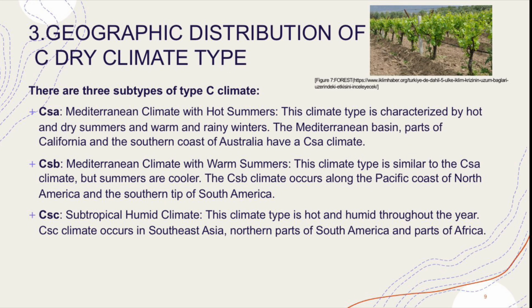CSB, Mediterranean climate with warm summers. This climate type is similar to the CSA climate, but summers are cooler. The CSB climate occurs along the Pacific coast of North America and the southern tip of South America. CSC, subtropical humid climate. This climate type is hot and humid throughout the year. CSC climate occurs in Southeast Asia, northern parts of South America, and parts of Africa.